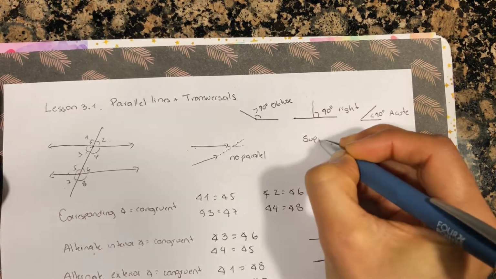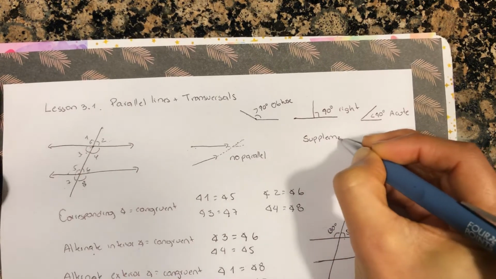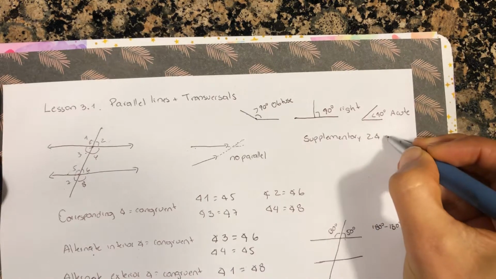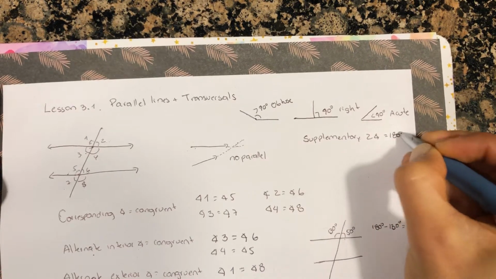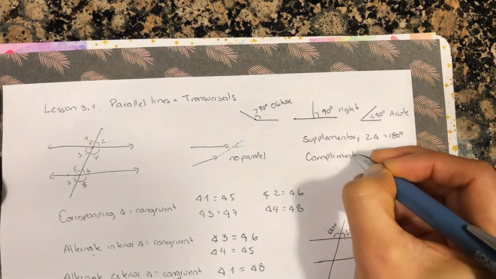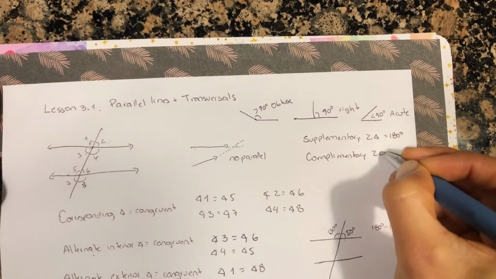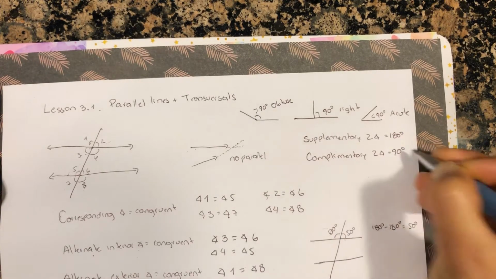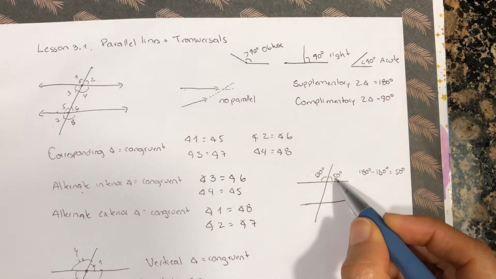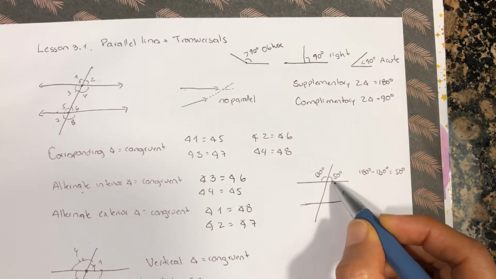Oh, that's another term. This is another review of vocabulary. Supplementary is two angles that measure 180 degrees, and complementary is two angles that measure 90 degrees. So I know that this will be 50 degrees because they are supplementary angles.